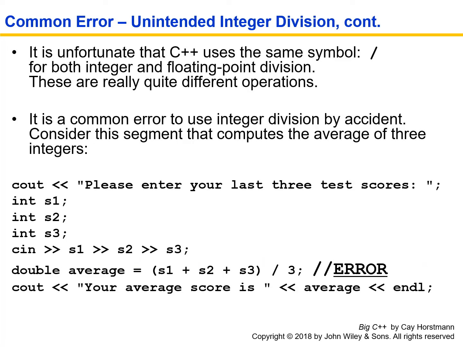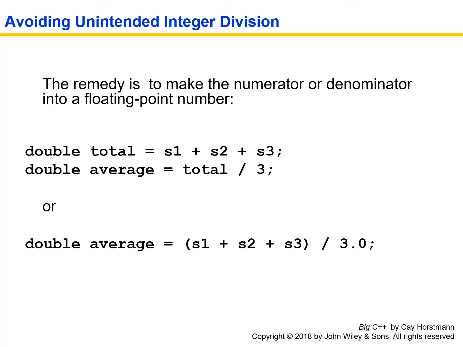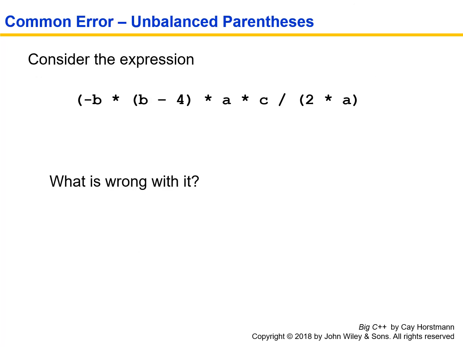More on unintended integer division. The remedy is to make the numerator or denominator a floating point number. So average equals S1 plus S2 plus S3 over 3.0 is going to guarantee that you get the right answer.